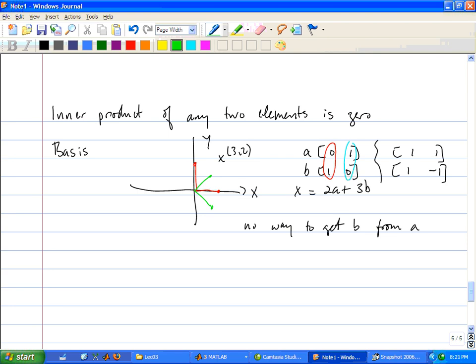Well, it depends. Right now, I've just drawn a two-dimensional space, right? We could have a three-dimensional or four-dimensional or n-dimensional space. In any event, they're a basis because you can add them together to get all the other points. They're orthogonal in that they're perpendicular to each other.